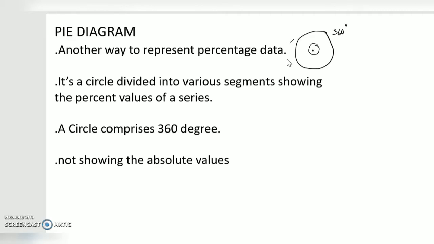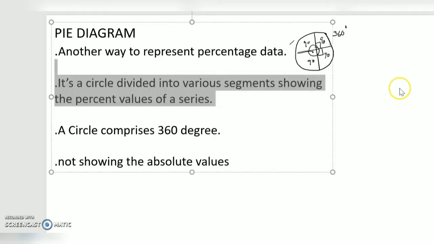If we draw one horizontal line and one vertical line, and measure these angles, you will get all are 90 degrees. All angles are 90 degrees. So if you add these angles you will get 360 degrees. So in this way, in percentages, we are representing the data.